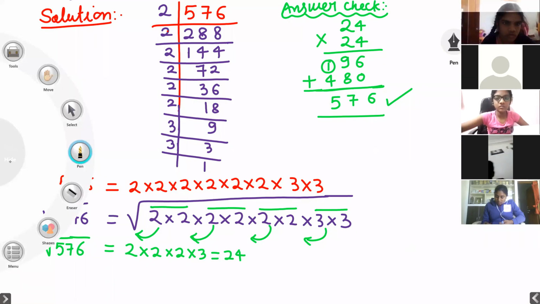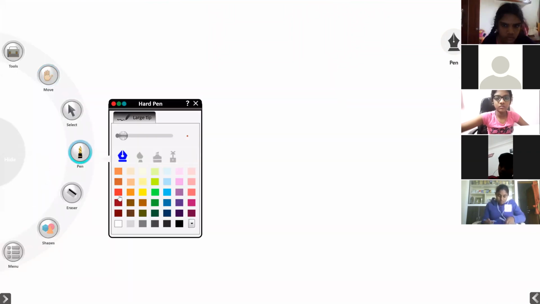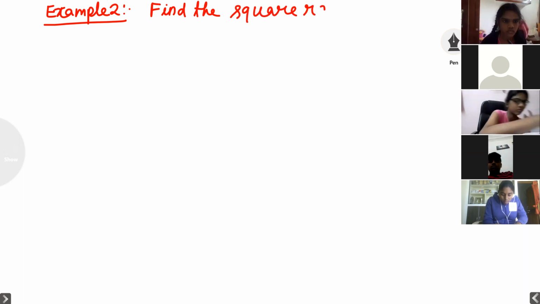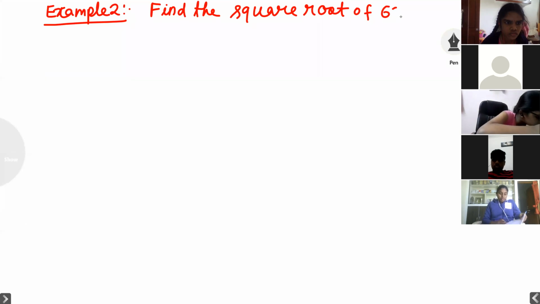Example 2. Find the square root of 625 by prime factorization method.